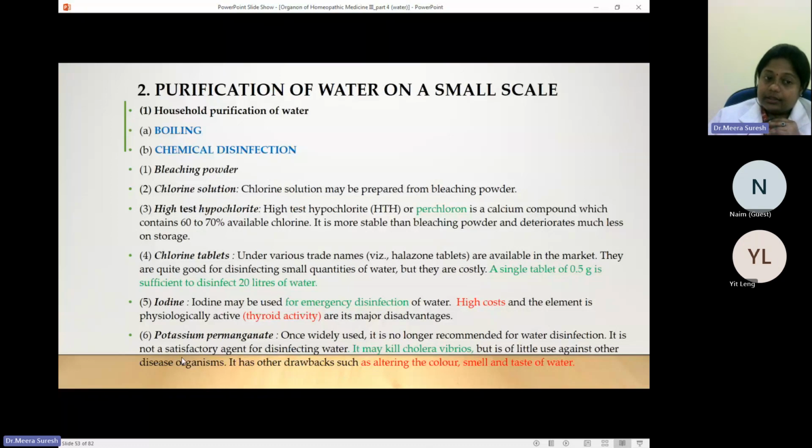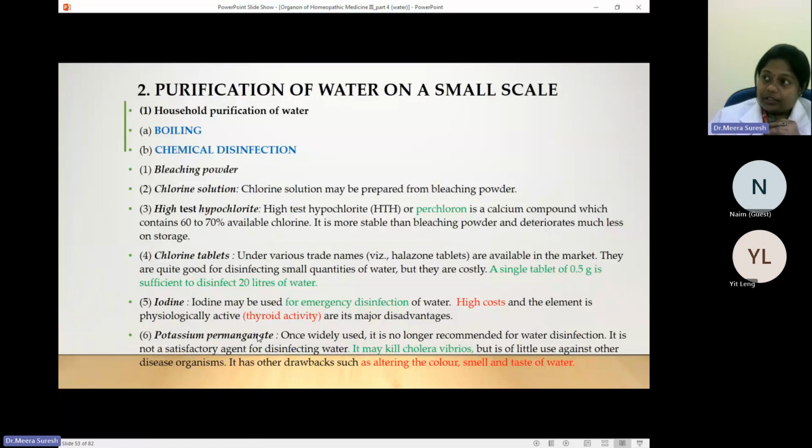Then another thing that we can use as a chemical disinfectant is potassium permanganate. Earlier this was used because it was effective in killing the cholera vibrio, or Vibrio cholerae, the bacteria which causes cholera. But later it was found that it only kills the cholera bacteria. It is not effective against other types of organisms.